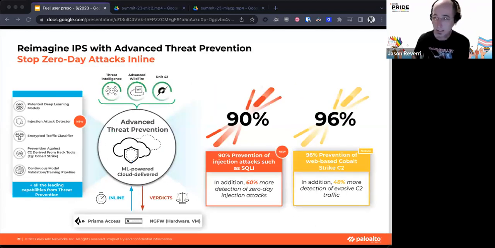So in PAN-OS 10.2, we introduced cloud-based inline deep learning engines to detect and prevent evasive C2 techniques and tactics in real time. We've seen a huge success with this service, specifically preventing over 96% of web-based HTTP Cobalt Strike C2, as well as stopping 48% more evasive command and control traffic over our own industry-leading threat prevention service.